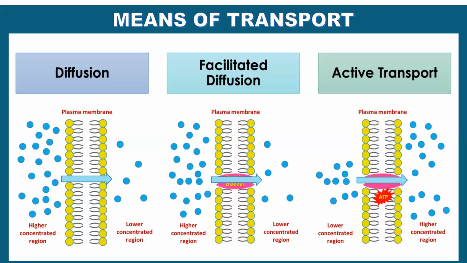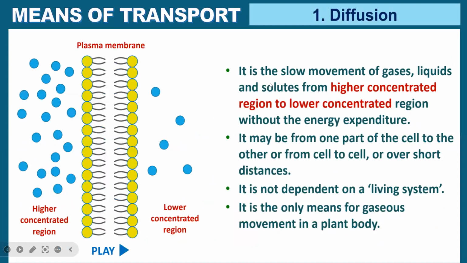These are the means of transport: diffusion, facilitated diffusion, and active transport. So let's see diffusion first. Diffusion is the slow movement of gases, liquids and solutes from higher concentration to lower concentration. It may be from one part of the cell to the other part of the cell, or from cell to cell over a short distance.